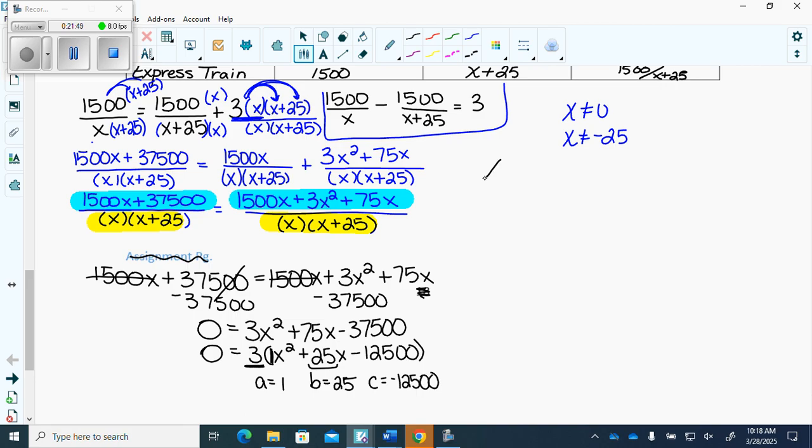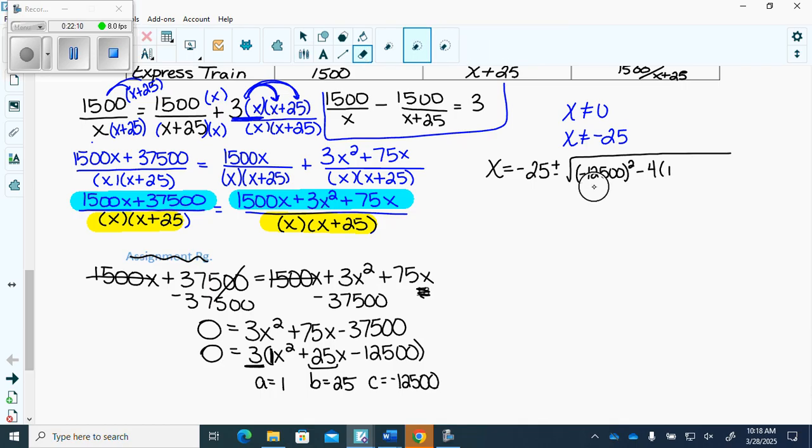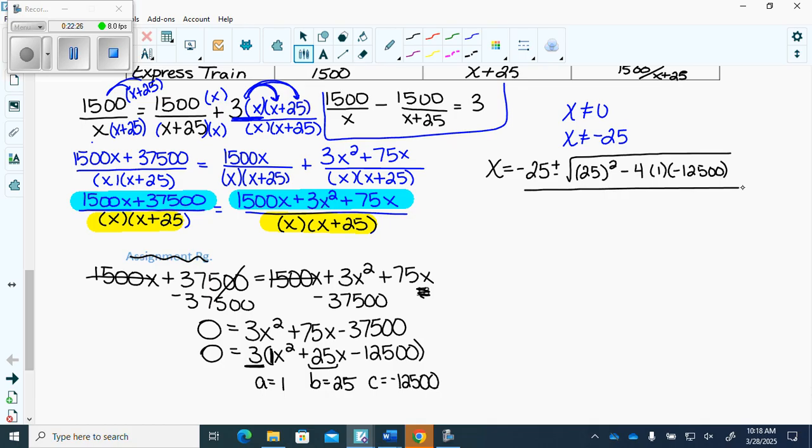So we get x equals negative 25 plus or minus the square root of negative 12,500 squared minus 4 times 1. That is not true. Negative 25 squared, which is substantially better. b squared minus 4 times a times c, all over 2 times 1.